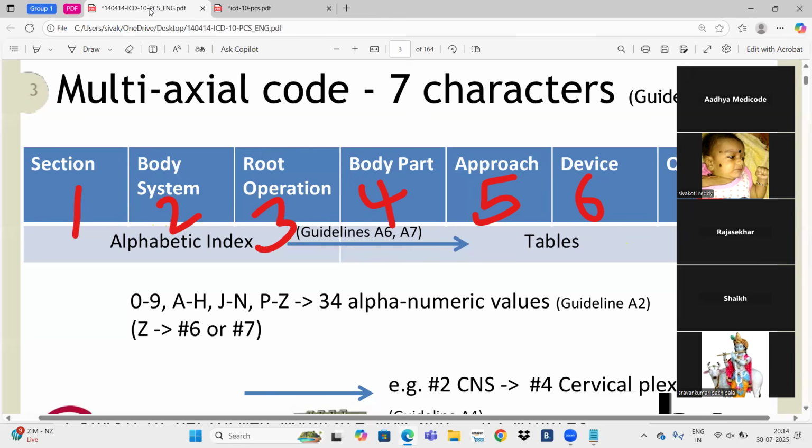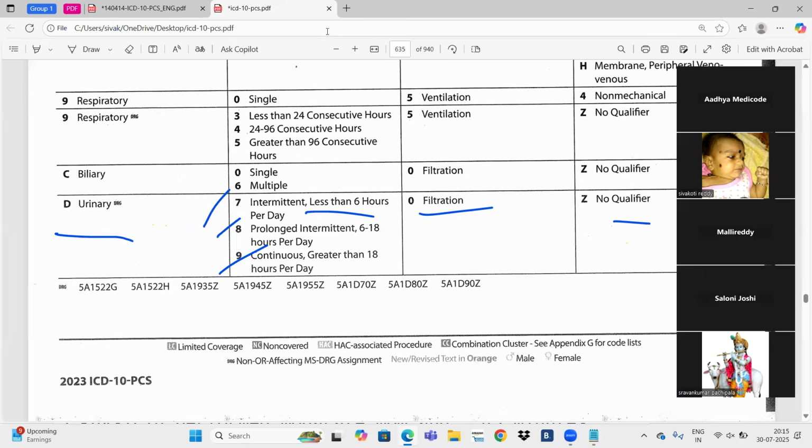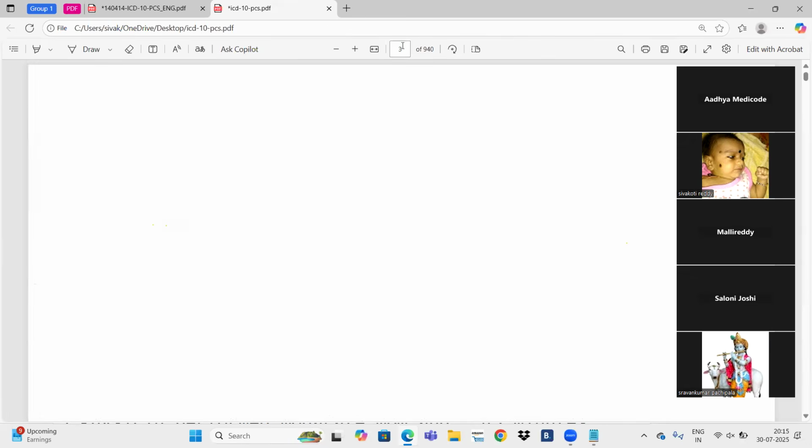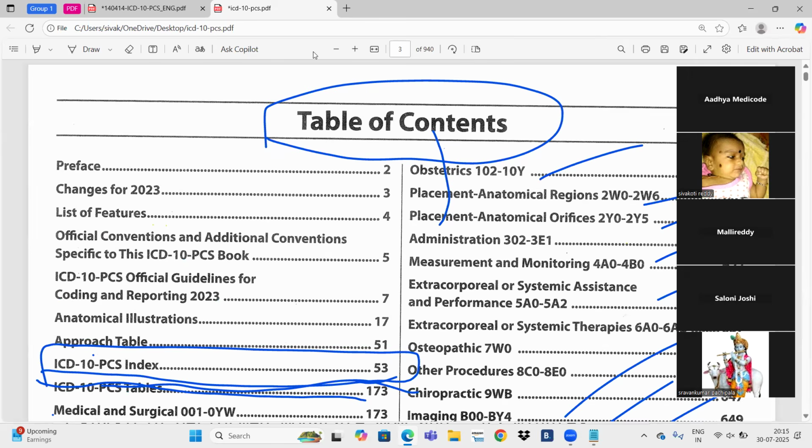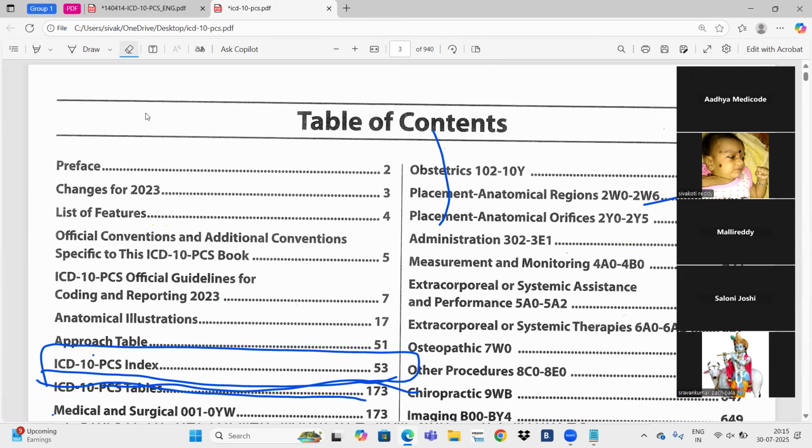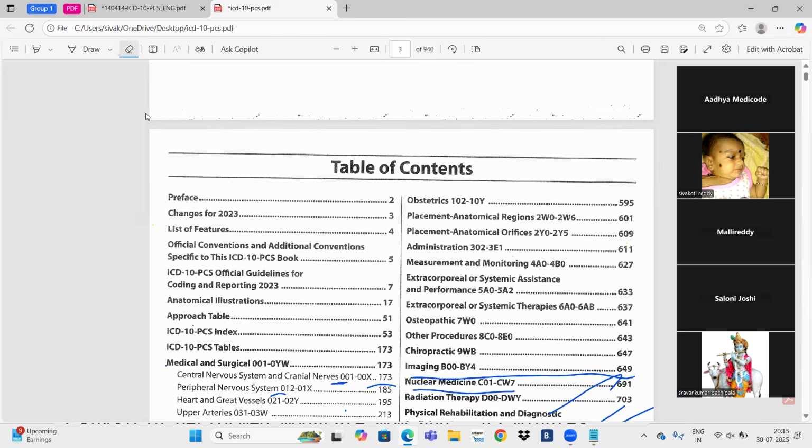Any doubt? The 7 characters noted? Thank you, guys. Now we can discuss the first character. How to find these characters in the book, I will also show. I will share the PCS book with you. Once you go to the book, you will see the table of contents, which means the index of the book. In what page number you will get what, they give clearly here.